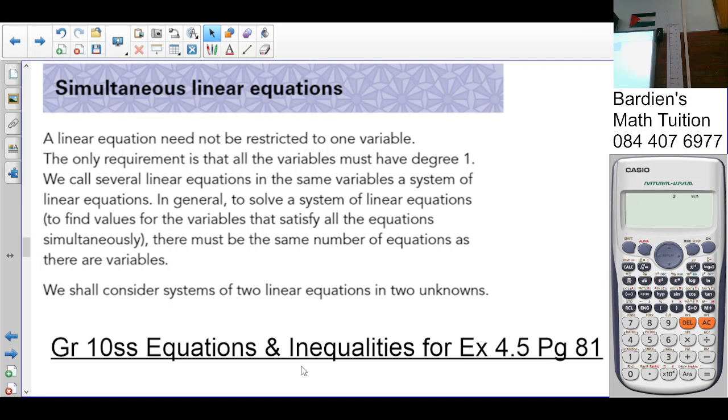So if there's 2 variables, how many equations must there be? 2. If there's 4 variables, 4 unknowns, how many equations must there be? 4. There's 1 unknown, how many equations must there be? 1.